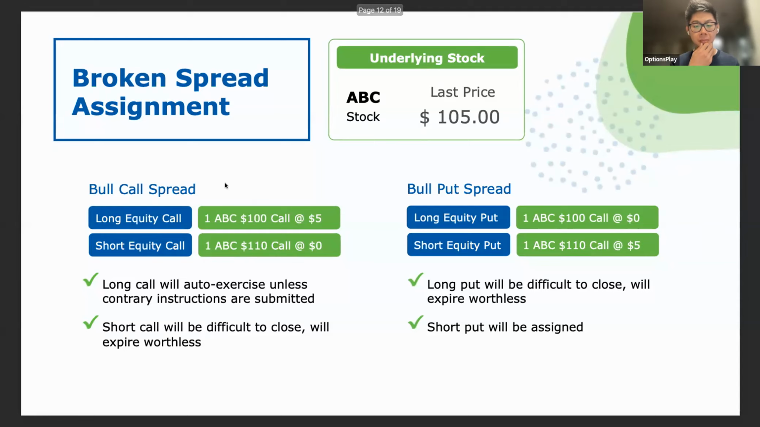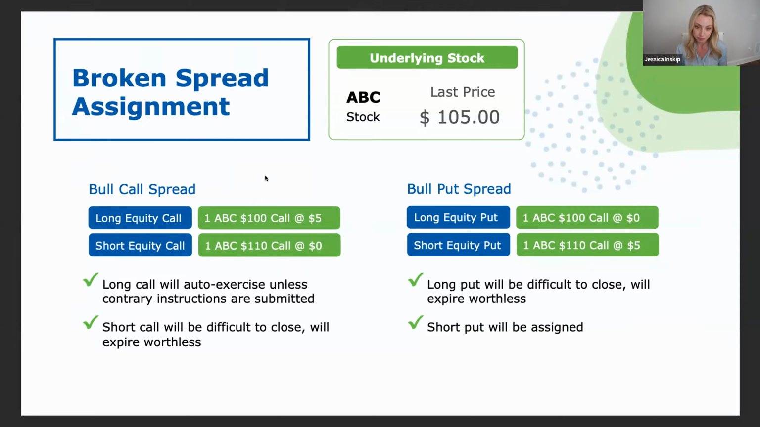So on to the broken spread assignment. So use just the similar ABC 105 and the 100. It's just easier math there. But this is a scenario that came up and sometimes even made the news. So I think it's important to talk about this and what happens.